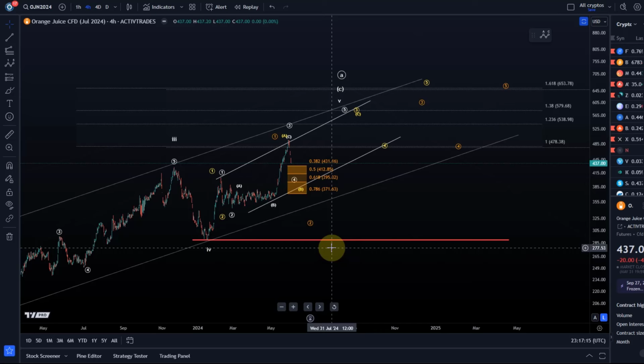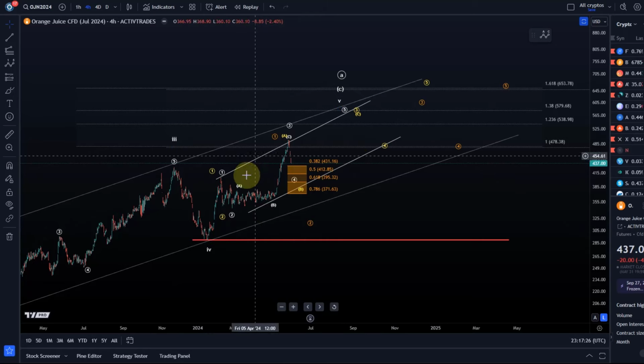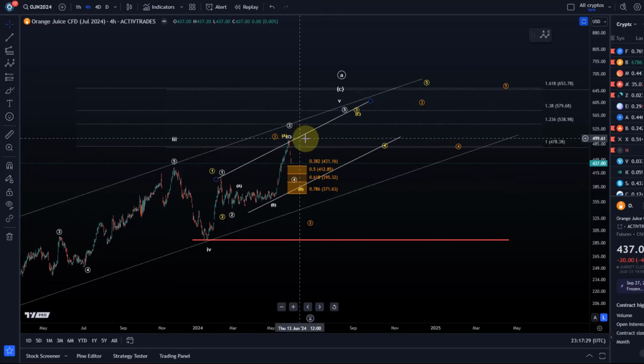That's also likely. So actually, looking at it, I would prefer the yellow count, then the orange one, and to be honest, the white micro count is probably the least likely one. It just doesn't have the right look.